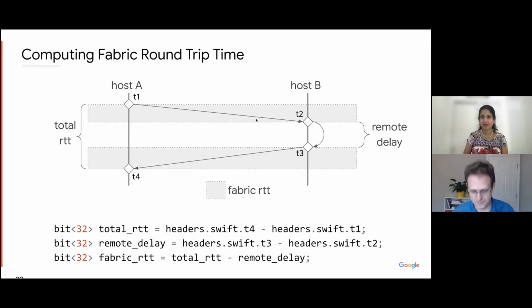Thanks. All right, now let's dive into the code. What does this engine actually look like in P4? As Nandita pointed out, the first thing we want to do is compute the round trip delay that the packet actually took. We have these timestamps. T1 is when the packet was sent. T2 is when it was received. If we subtract those, we get the time it took to send. Then if we do T4 minus T3 and add that to it, we get the entire fabric round trip time. And we can obviously express this fairly easily in P4. Next slide.